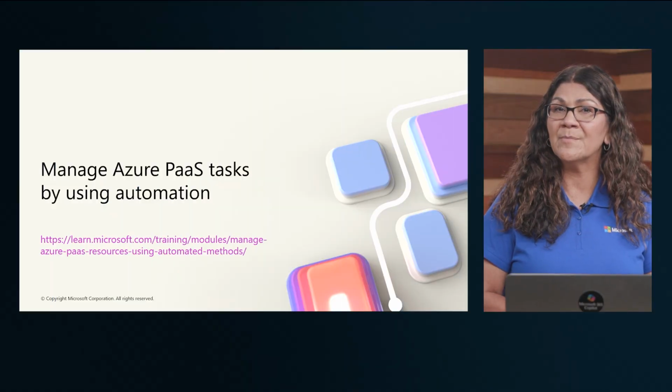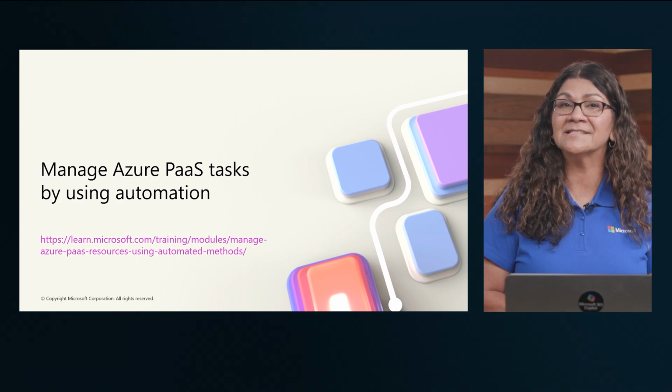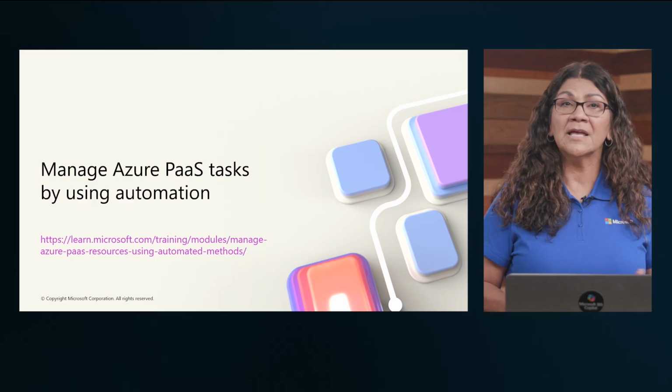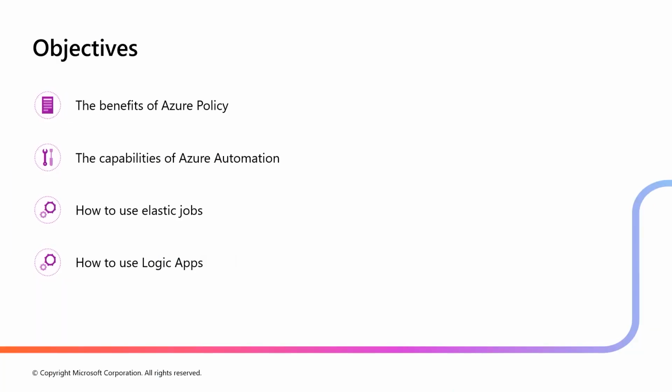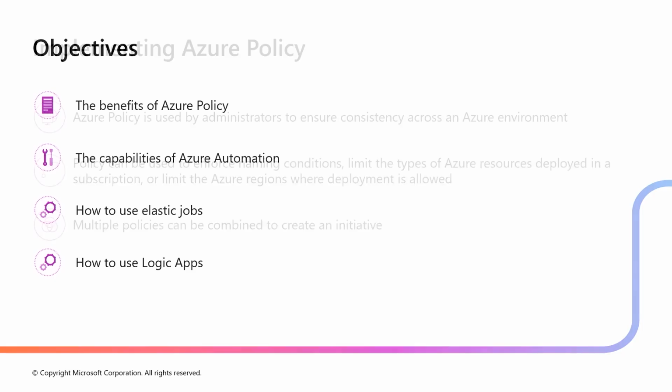Welcome to our section on how to manage Azure PaaS tasks by using automation. If you'd like to follow along, please see our URL here on our slide. We have learned about some of the capabilities of SQL Server Agent and SQL Server and Azure SQL Managed Instance. In this module, we will learn about Azure Automation, Logic Apps, and Elastic Jobs, 3 approaches for automating jobs in PaaS. We will also learn to monitor automation tasks to make sure that they're working properly, but we will start off talking about Azure policy.